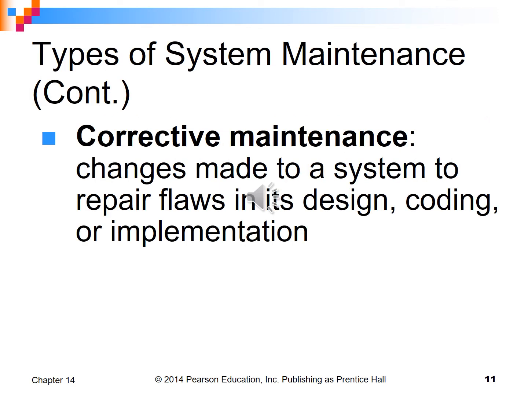Corrective maintenance is a task performed to identify, isolate, and cure or correct a fault in the system so that it can be restored to an operational condition. We take the system, we correct it, we apply a remedy, rectify it, and apply that change to the system in order to make it operational again. These are changes made to a system to repair flaws in its design, coding, or implementation.